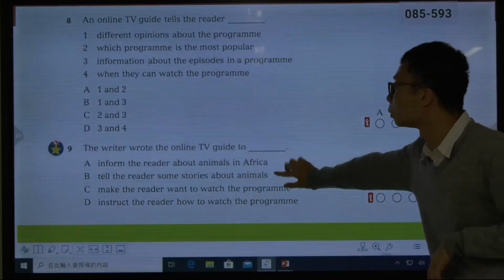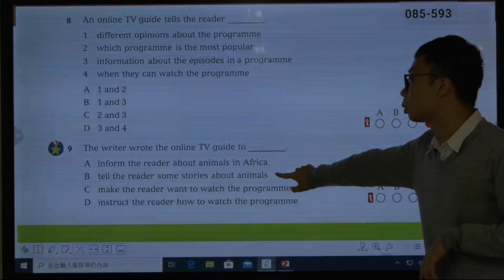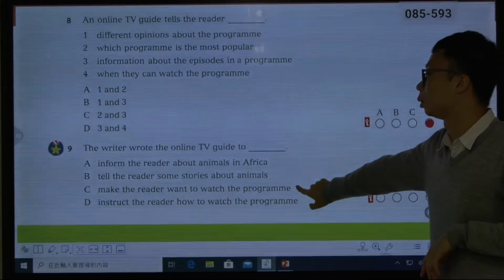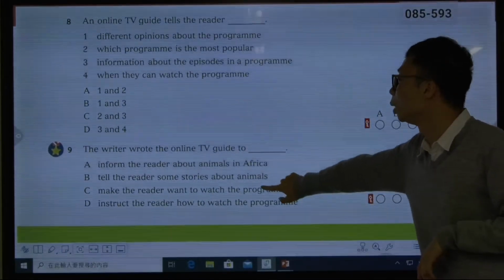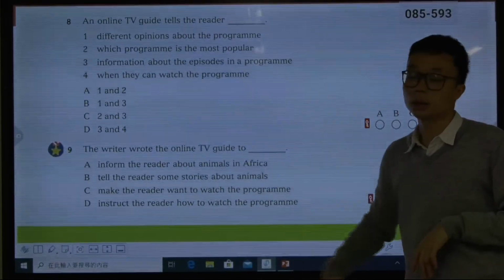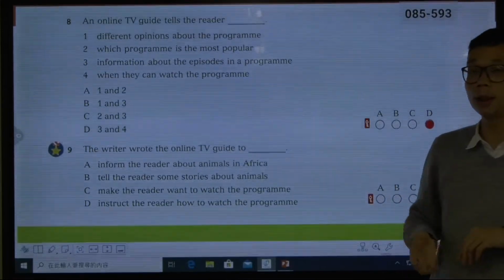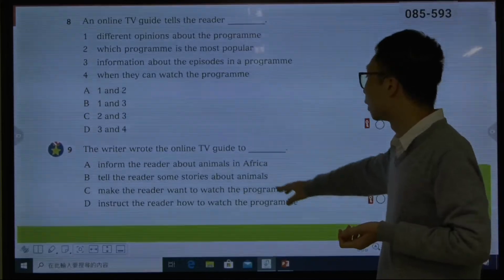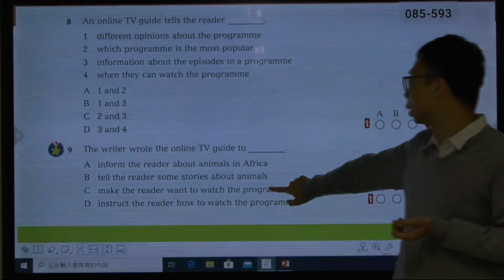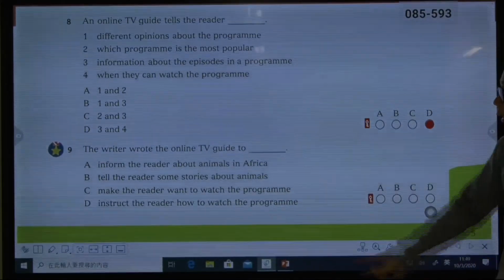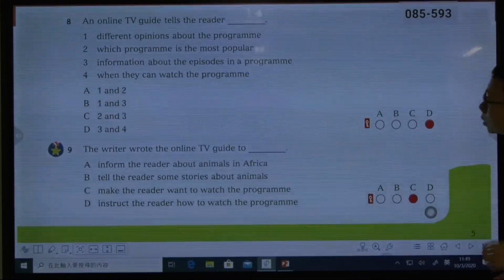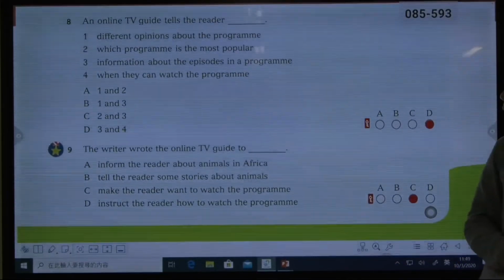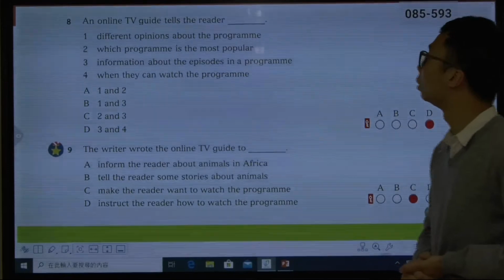So just think about this one. Is it more likely to share some stories about animals, or to make you want to watch the program? It tells you not stories, but some habitat or how these animals live their life. So that would make number 9 the answer C: make the reader want to watch the program.